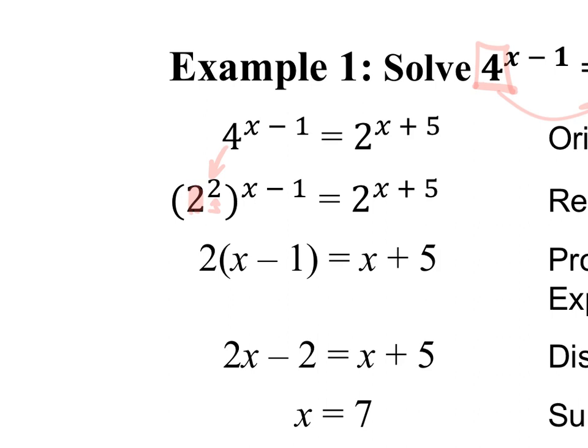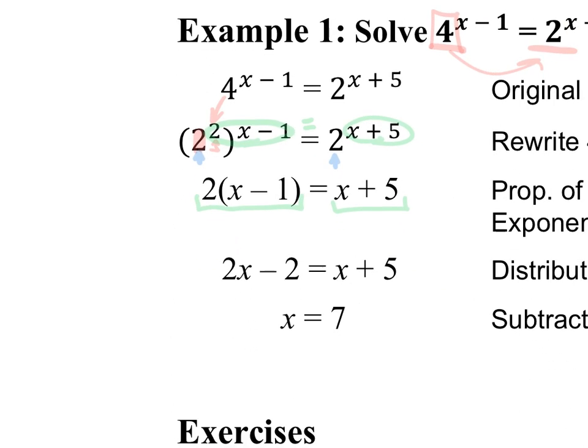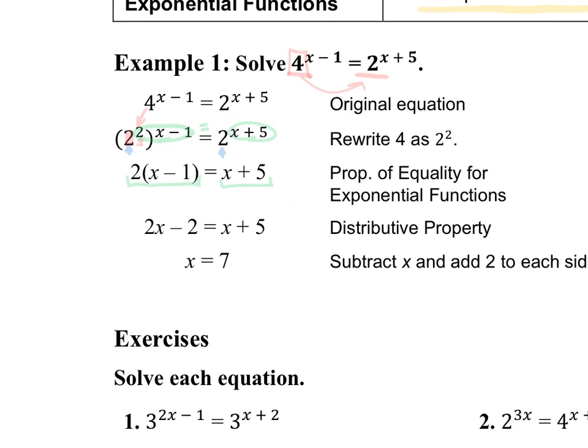And then here's what we'll do. Here's what they did. They said, okay, my base here is 2. My base here is 2. Since my bases are now equal, I'm going to set these exponents equal. That's where they got the 2 times x minus 1 and the x plus 5. And then they just went on and solved a regular old equation. And they got the answer: x is equal to 7.